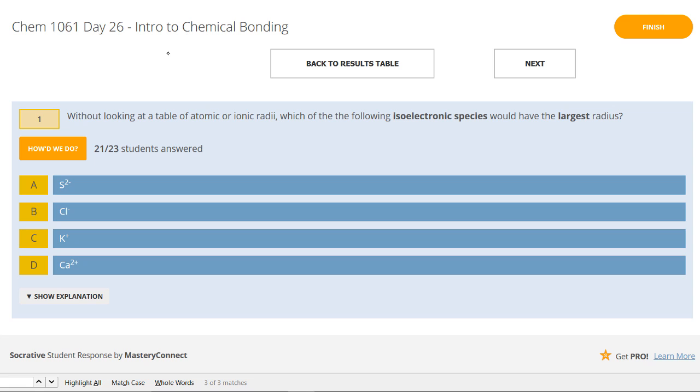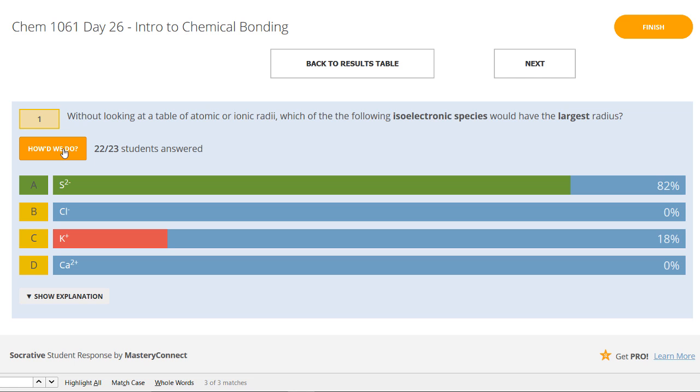Same number of electrons, which means they have the same electron configuration. So same number of electrons, same electron configuration. So checking these out, the sulfide ion would be the one that has the largest radius. And what would be the second largest?